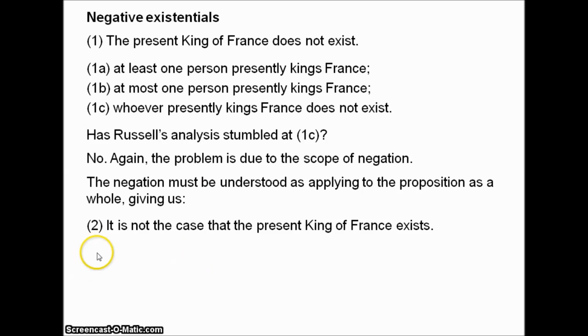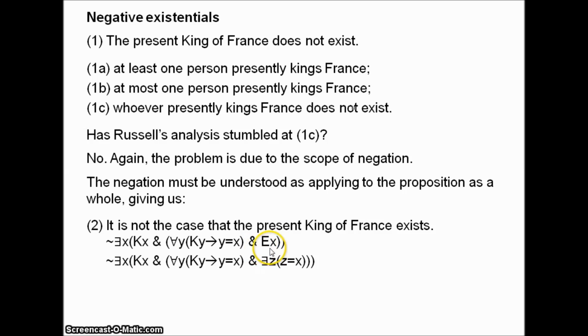So we apply Russell's analysis to everything inside the negation, everything inside the not. We put the not at the beginning, just like this. There does not exist an x such that x presently kings France, and so on. Actually, more properly, since the backwards E means there exists, we should write it this way. Rather than having existence as a predicate here, standardly it would be written like this. You wouldn't write x exists, you would write there exists a z such that z equals x, but that's a technical point of little importance.